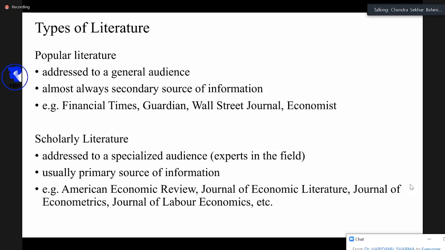The second is scholarly literature. You write for journal papers, journal articles, book chapters and reports, so your audience is different. You are writing for a specialized audience, experts in your field. I've put up some journal names from the economics field, and you might have many journals in other disciplines as well. So we have two kinds of literature: popular and scholarly.